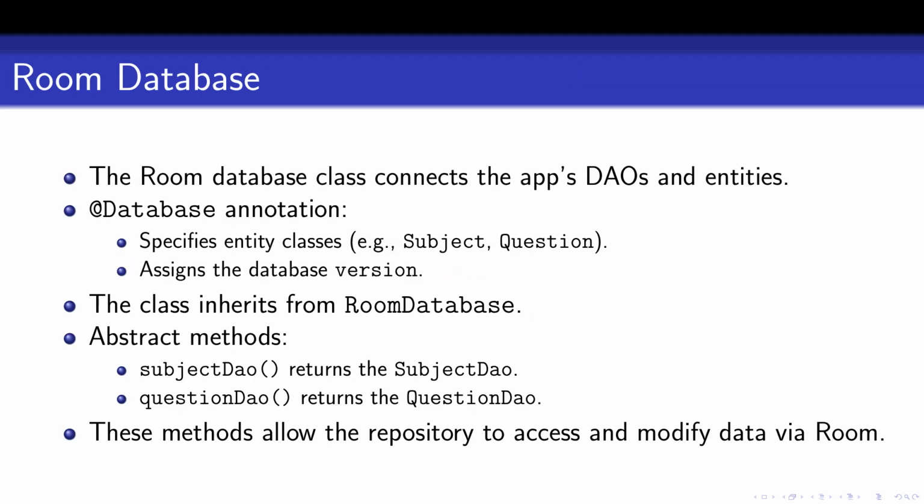Now, let's talk about the Room database itself. The database class is the bridge that connects our entities and DAOs. We use the @Database annotation to declare the list of entities and set a version number. The class extends RoomDatabase and includes abstract methods that return instances of Subject DAO and Question DAO. These methods allow our repository to access and modify data through Room.